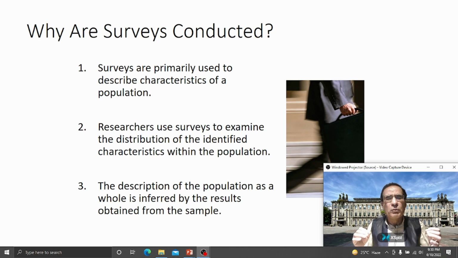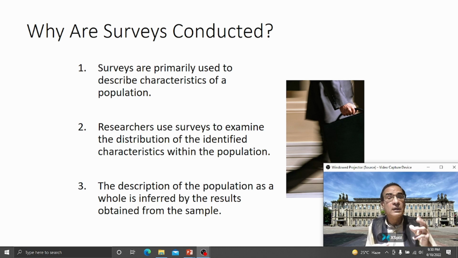So mostly students ask, why are surveys conducted? For this, there are 3 main points. How many points? 3. First, surveys are primarily used to describe characteristics of a population. So you will describe the characteristics of, their age, their education, their ethnicity, and so many.